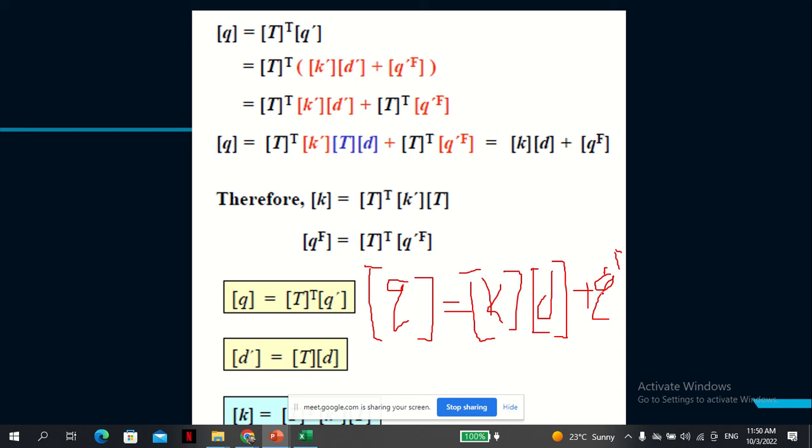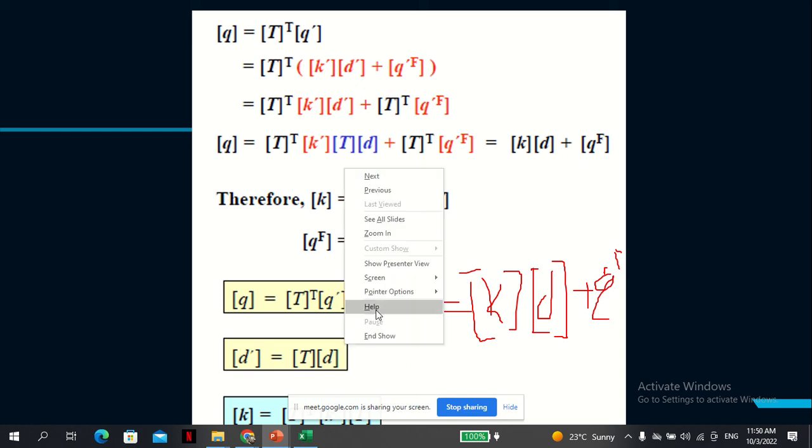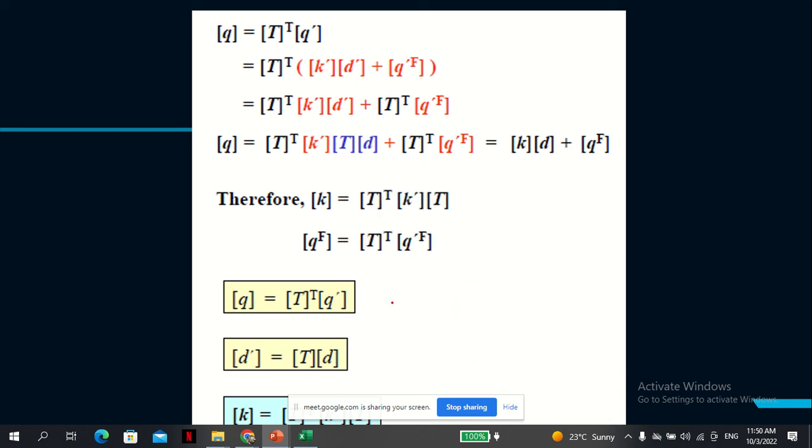Okay, let me try again. Erase. Q matrix equals the K matrix times the displacement matrix plus QF. So what does this mean?